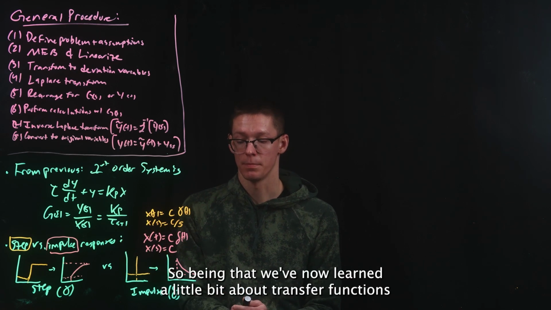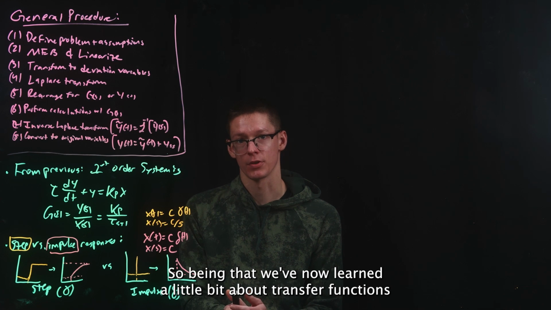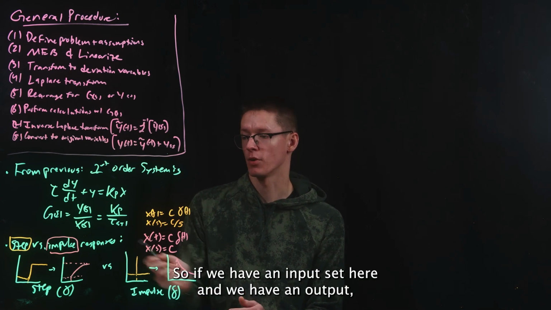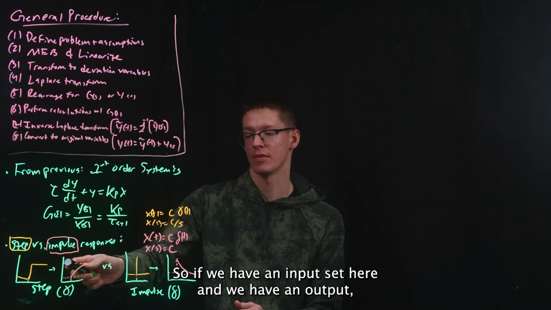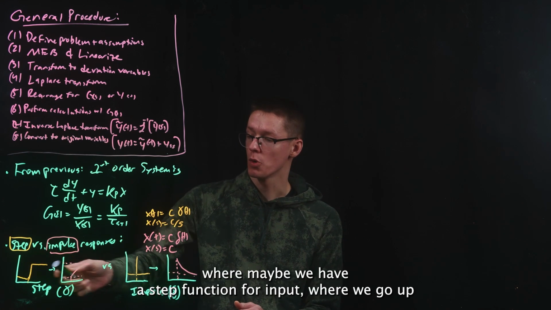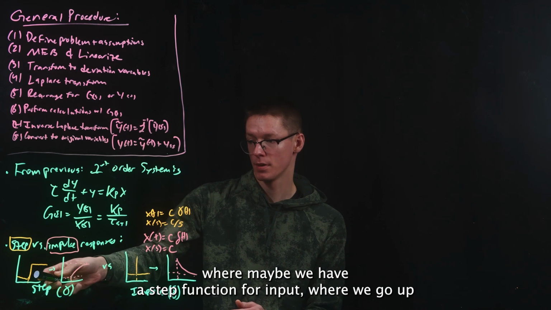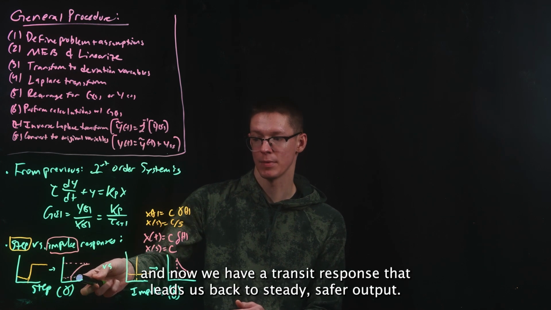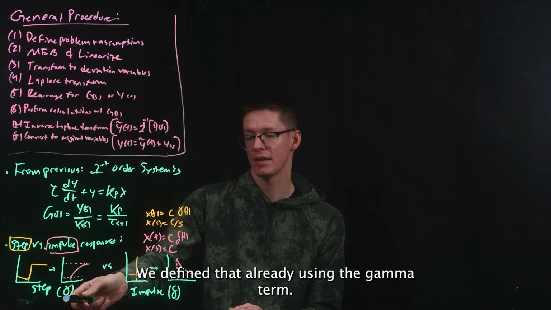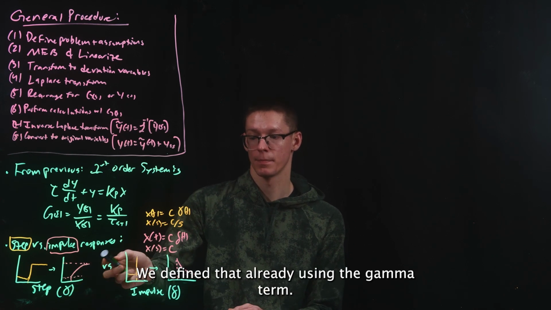So, being that we've now learned a little bit about transfer functions and their purpose, what happens in a dynamic system? If we have an input set here and we have an output, I've shown inputs in orange and outputs in pink, where maybe we have a step function for our input, where we go up and now we have a transient response that leads us back to steady state for output. We've defined that already using the gamma term.